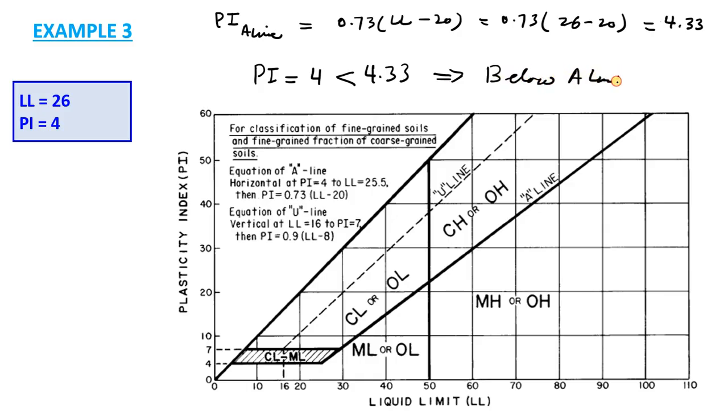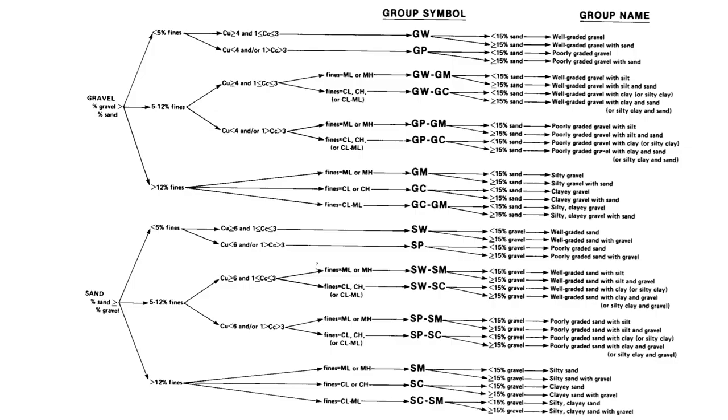We are below A line, liquid limit is less than 26, so it means the soils which are fine grained, they are ML. Okay, so those fines are predominantly lean silt, not clay. Now we are going to go through this graph.